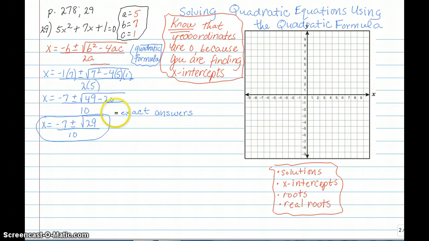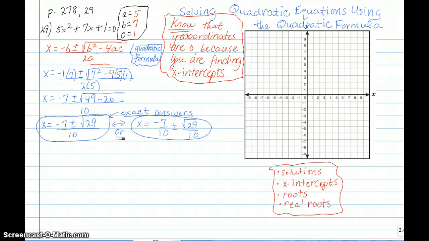As you know from your text, there are going to be some other ways of writing those exact answers. So this means negative 7 is being divided by 10, and it also means square root of 29 is being divided by 10. So your book would also say you could write x equals negative 7 over 10 plus or minus the square root of 29 over 10. Now I personally like the first way better, and I think you'll be more likely to see the first way, but I want you to know that there is another way to write this.